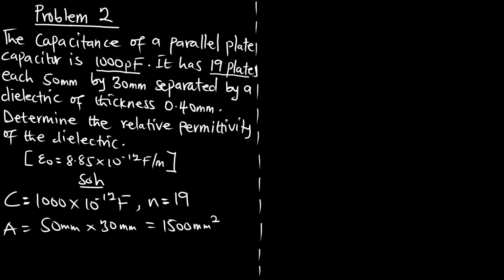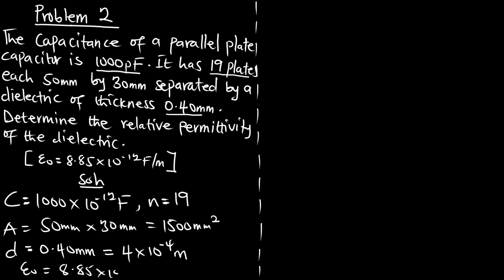And we also have the thickness of the dielectric. That's our d, also given. So the thickness d is 0.40 millimeters. And in terms of meters, we are going to have this as 4 to the power negative 4 meters. We also have from the question the permittivity of free space given as 8.85 to the power negative 12 farad per meter. So we are to determine the relative permittivity, epsilon r.